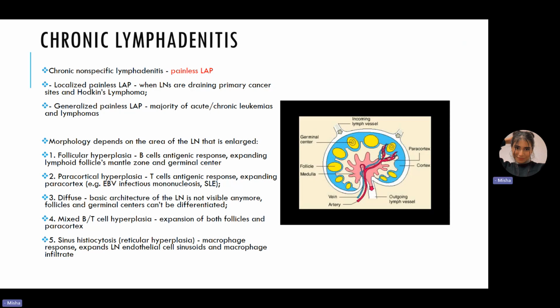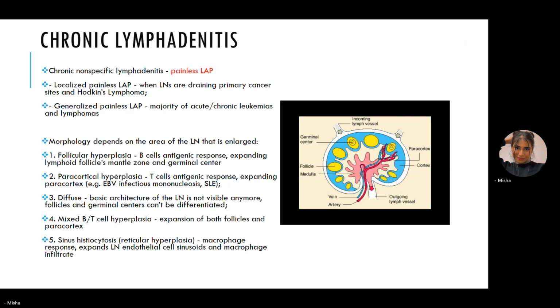Then we have mixed B and T cell hyperplasia, in which you can see that there is an expansion of both follicle and paracortex. This can be seen in the case of, for example, cat scratch disease or toxoplasmosis, which can basically lead to mixed B and T cell hyperplasia. Then we can finally talk about sinus histiocytosis and reticular hyperplasia. This is when the macrophages are actually responding and there is expansion of the lymph node endothelial cell sinusoids and macrophage infiltrate. And this can be classically seen when you're talking about cancer draining lymph nodes.